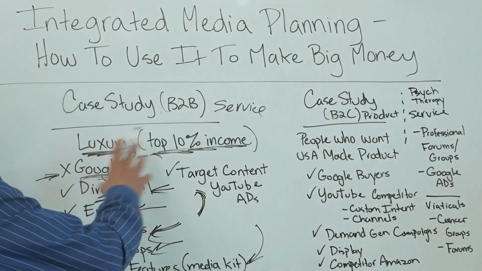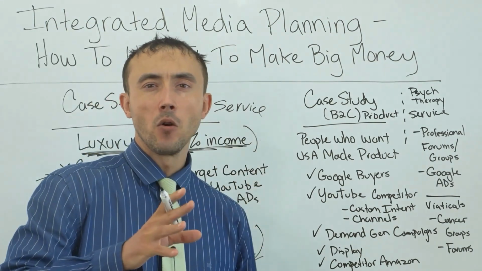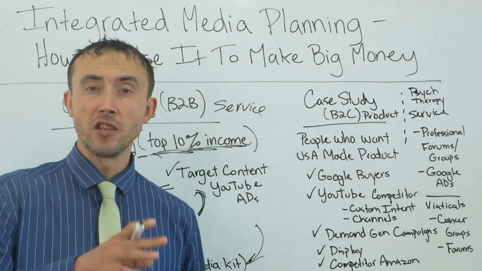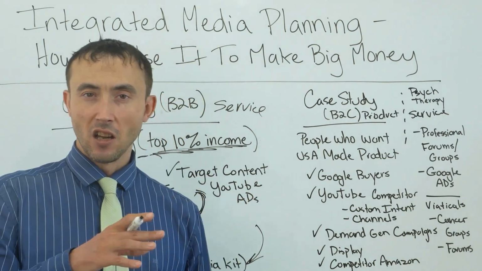So with that said, that's a perfect example of integrated media planning: identifying who the true buyer is, okay? Basically understanding that you've got to go find the places to advertise where they actually exist.